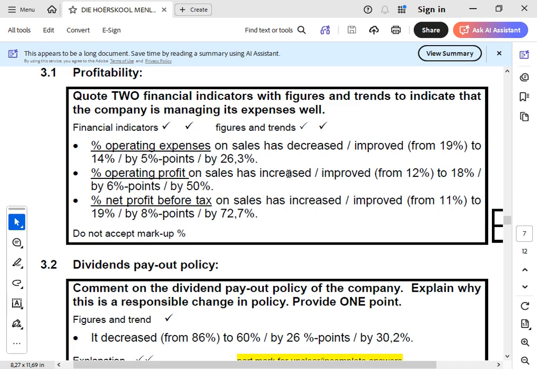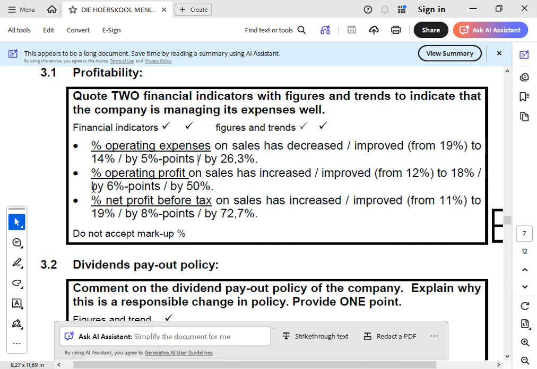Why on earth would you want to go and do calculations if you get exactly the same mark if you say 14%, which you just take from the paper and write down? Why would you want to go say by 5% points? Because that 5% you have to go calculate. Yes, it's an easy calculation, 19 minus 14. But why? It takes time. Please don't do that.